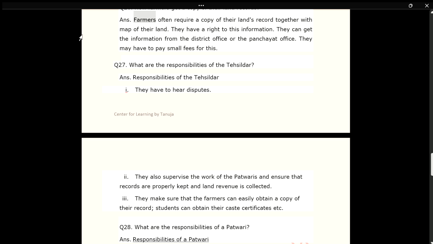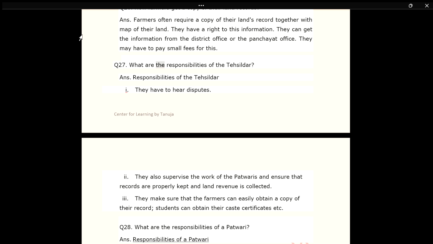Q26. How farmers get a copy of their land records? Ans. Farmers often require a copy of their land's record together with map of their land. They have a right to this information. They can get the information from the district office or the panchayat office. They may have to pay small fees for this.